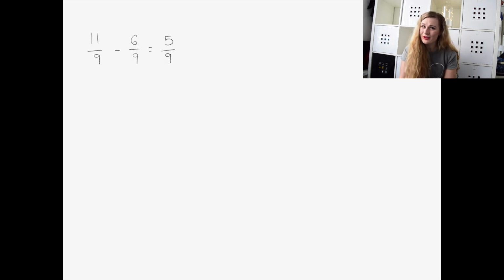Let's try it where we have got a mixed number in our question. I have got 1 and 2/3 take away, let's go for 4/3. Ooh, I'm gonna be a bit tricky then. I'm gonna have a mixed number and an improper fraction. So to work this out, I could do it one of two ways. I could either convert all of them into mixed numbers, or I could convert all of them into improper fractions.